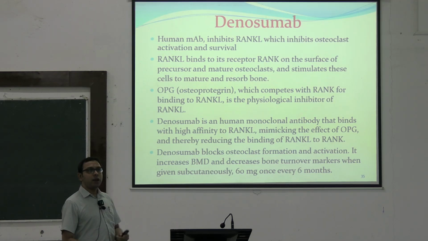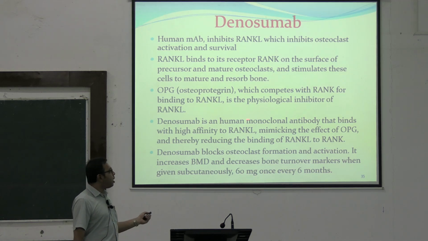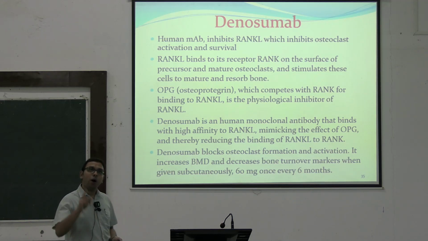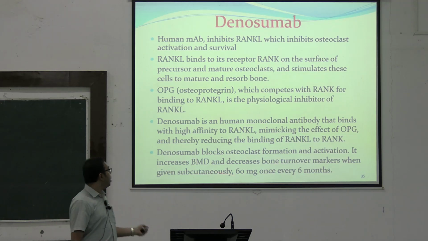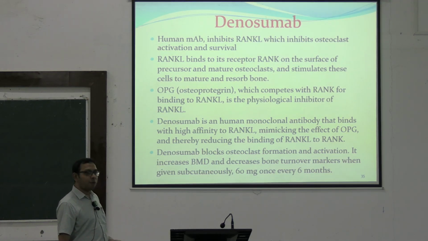Osteoprotegerin is the natural decoy ligand if we need to block this. So this is the physiological inhibitor of the RANK ligand. Denosumab is a human monoclonal antibody that binds with high affinity to RANK ligand, mimicking the effect of this osteoprotegerin, and thereby reducing the binding of the RANK ligand to RANK. So ultimately that blocks the osteoclast formation and activation, increases the bone mineral density, and decreases the bone turnover.